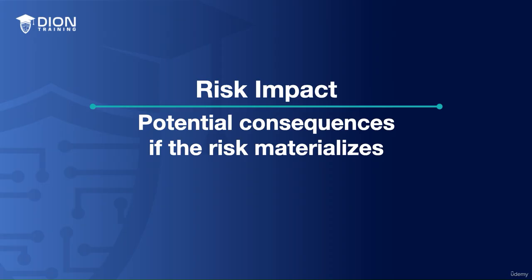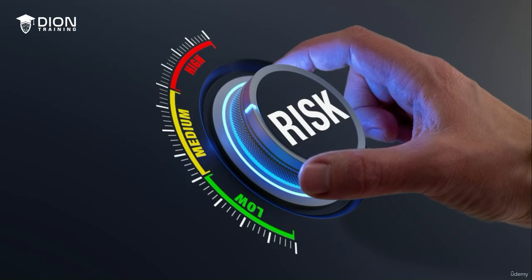Second, we have the risk impact. The impact of a risk refers to the potential consequences if the risk actually takes place. It could be in terms of cost, time, quality, or any other critical project objective. The impact is usually rated on a scale, i.e., low, medium, high, depending on the severity of the potential consequences.